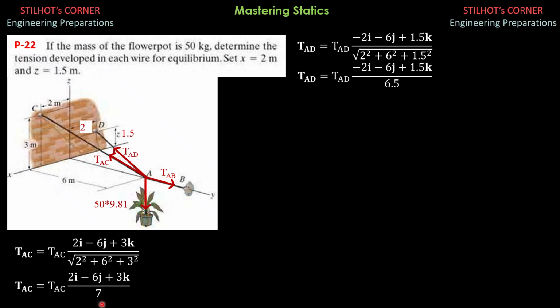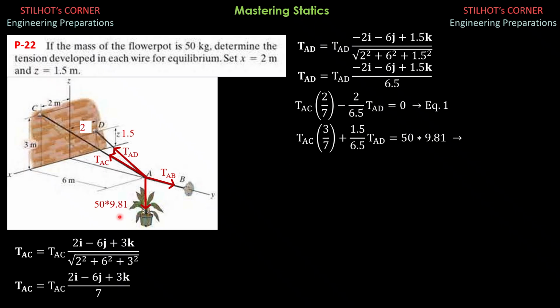So for the summation of forces X, we have 2 over 7 tension AC, then negative 2 over 6.5 tension AD equals 0. Then for summation of forces along Z, 3 over 7 tension AC plus 1.5 over 6.5 tension AD minus 50 times 9.81 equals 0, or equals 50 times 9.81, equation 2. Solving equations 1 and 2 simultaneously, we get tension AC 763 newtons and tension AD equal to 708.5 newtons.